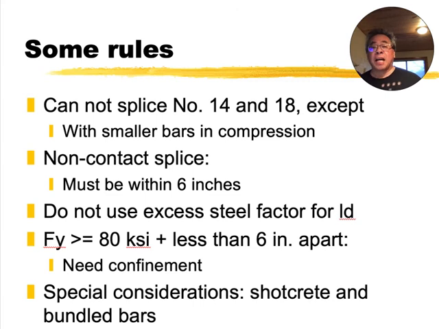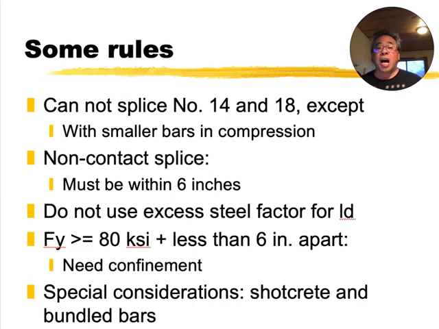Okay, you cannot splice the two largest bars, number 14 and 18, and that's because we just don't have experiments and we have no data about those, and so we're not just going to extrapolate what we know about number 11s and down, so you cannot splice the 14s and 18s. However, you can splice the 14 and 18s if you're splicing them to smaller bars. That would be 11 or smaller.